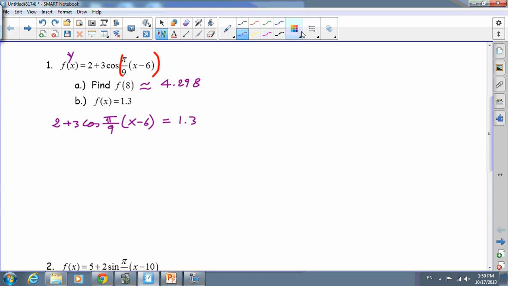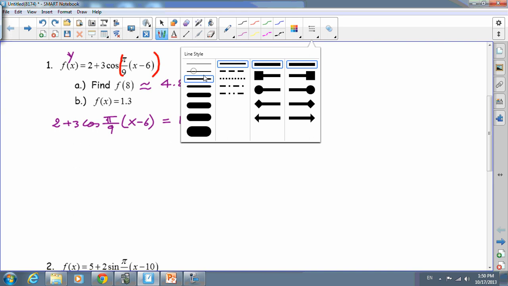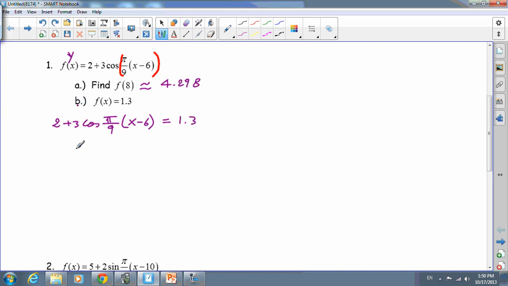All right, let's go ahead and use algebra to evaluate this. The first thing I need to do, of course, is to subtract 2 from both sides. And if you subtract 2 from both sides, you will end up with 3 cosine of pi over 9 times (x minus 6) is equal to negative 0.7. Once you get negative 0.7 here, the next thing to do is to get rid of what's in front of the trig function, meaning the 3. So what I'm going to do is divide both sides by 3. Over 3 and over 3.